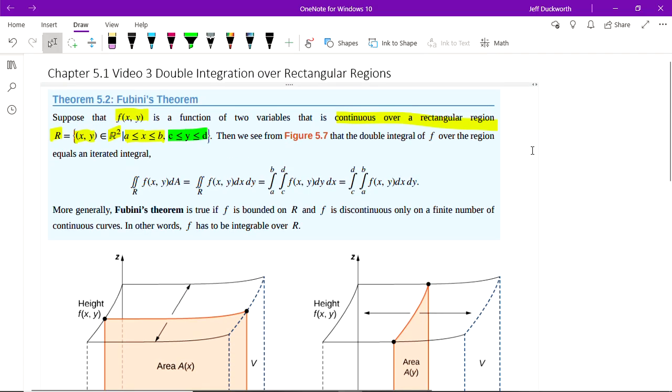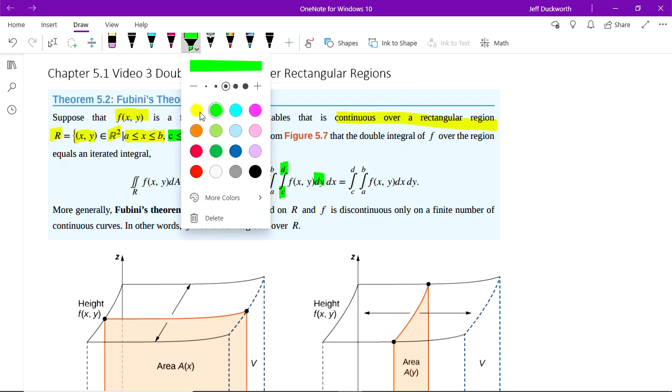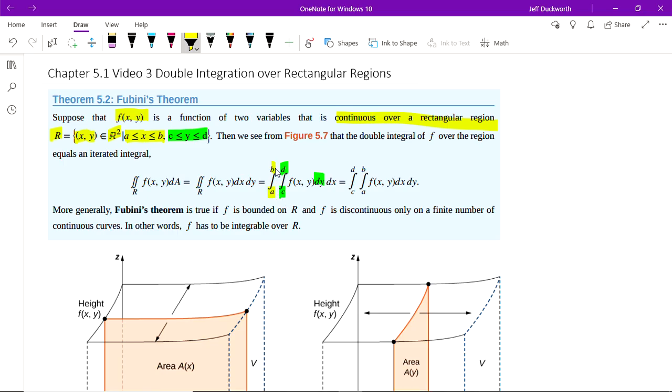Just make sure that you pair up. So I've got the c's and d's. CD has to go with the dy, and the AB has to go with the dx. And again, the order that you do it doesn't matter. Just make sure that you pair up the dx with a and b and so forth. So if you do dx first, just make sure you evaluate it at AB first.